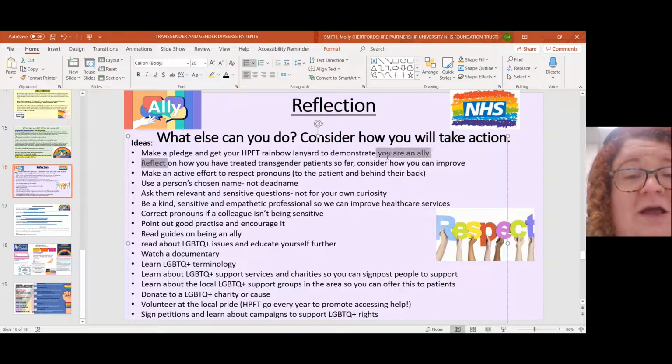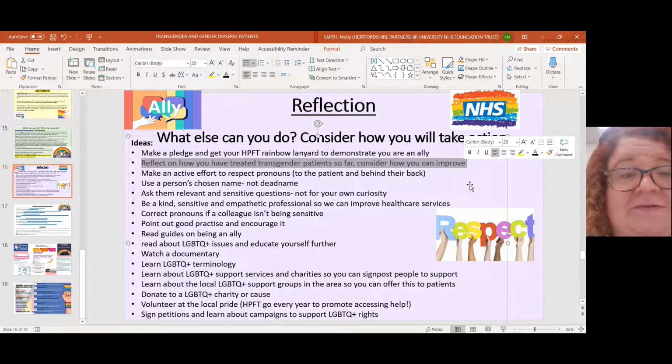It's really good to take a look at your own practice and reflect on how you've treated gender diverse or transgender patients so far, and consider how you can improve personally as a clinician.